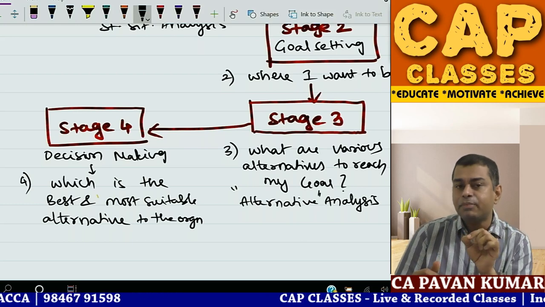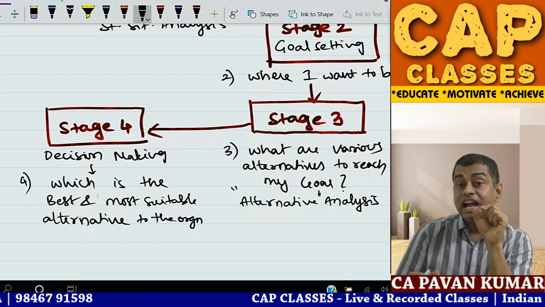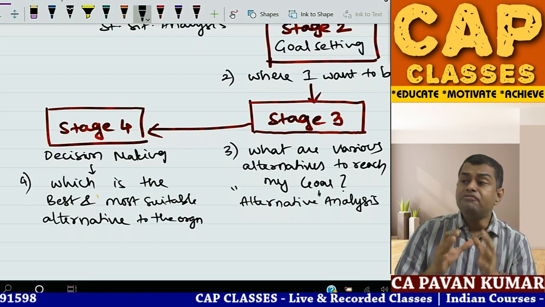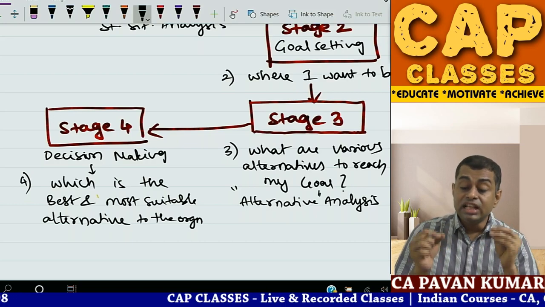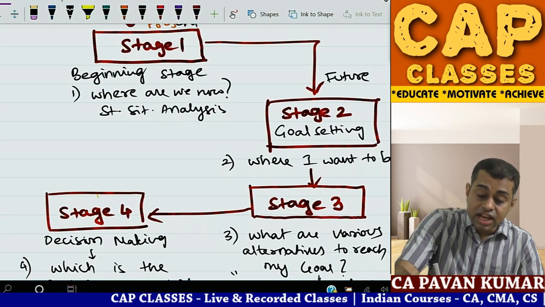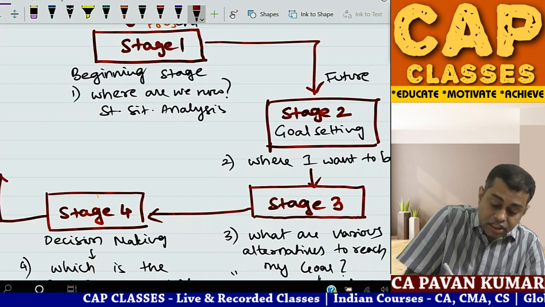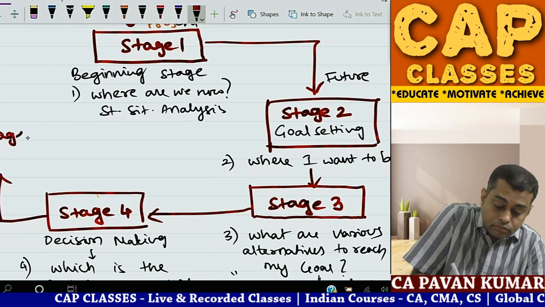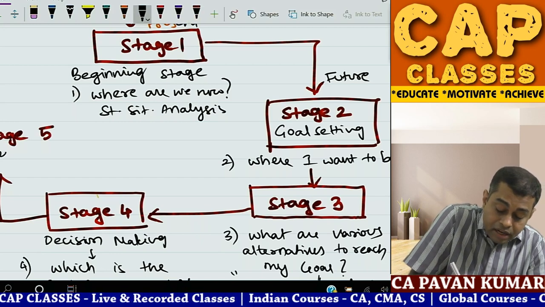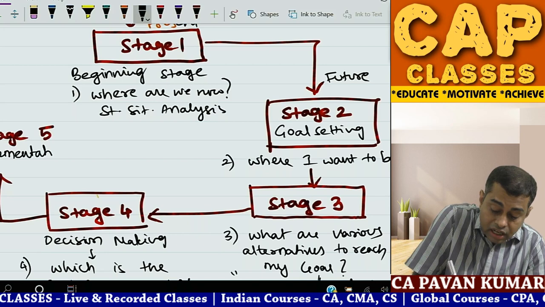At the end of the problem you write, therefore it is advisable to go with. That is the decision. So when various alternatives are there, which is the best alternative? This is stage 4. Then comes stage 5. Stage 5 is implementation and control.